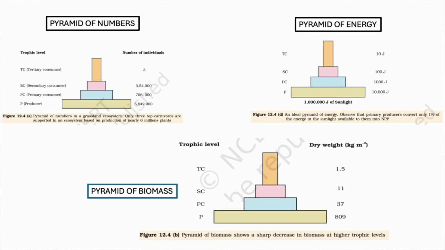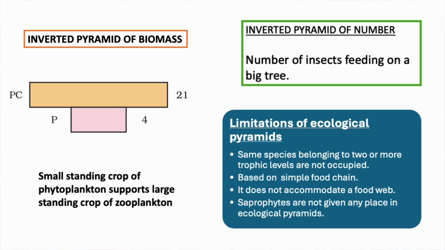Then different pyramids, pyramid of number, pyramid of energy, and pyramid of biomass, where inverted pyramids are also very important. We have to learn inverted pyramid, example for biomass, and pyramid of number, pyramid of energy will always be upright, and learn the limitations of ecological pyramid.